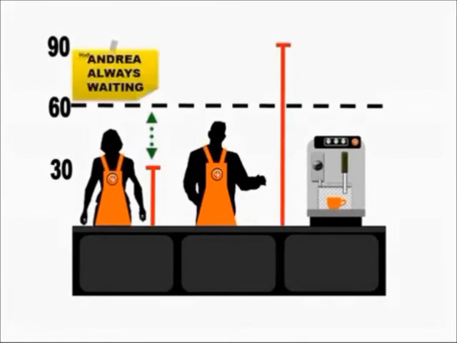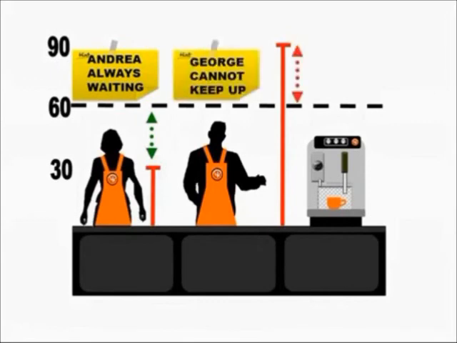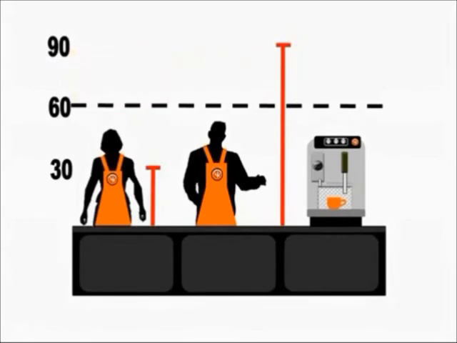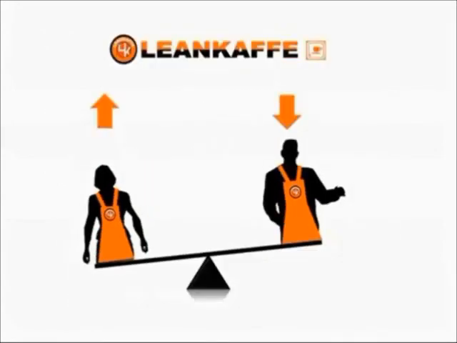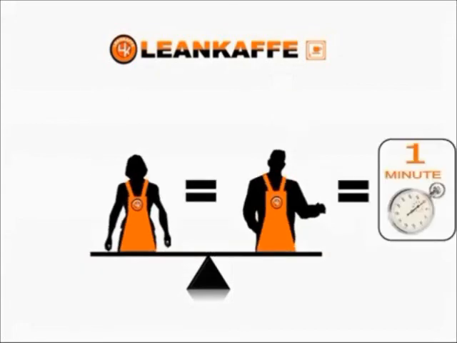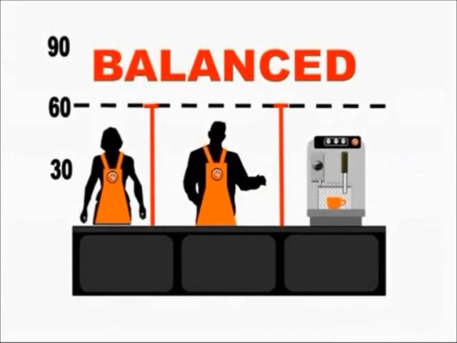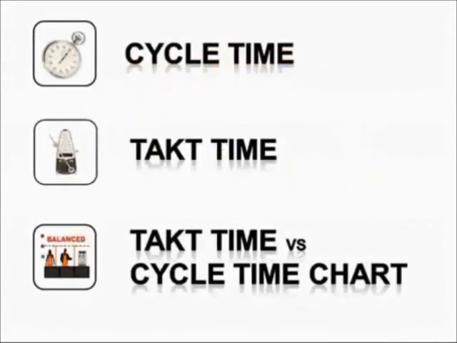So you can see with a takt time of 60 seconds that Andrea is always waiting and George can't keep up. So how does the takt time cycle time chart help us? Well, we can see at a glance that there's an imbalance in the cycle times compared with the takt time. If we can find a way to move some of George's work to Andrea, then we'll be moving towards a more efficient balanced process. So in summary, we've covered cycle time, we've covered takt time, and we've covered the takt time cycle time chart.